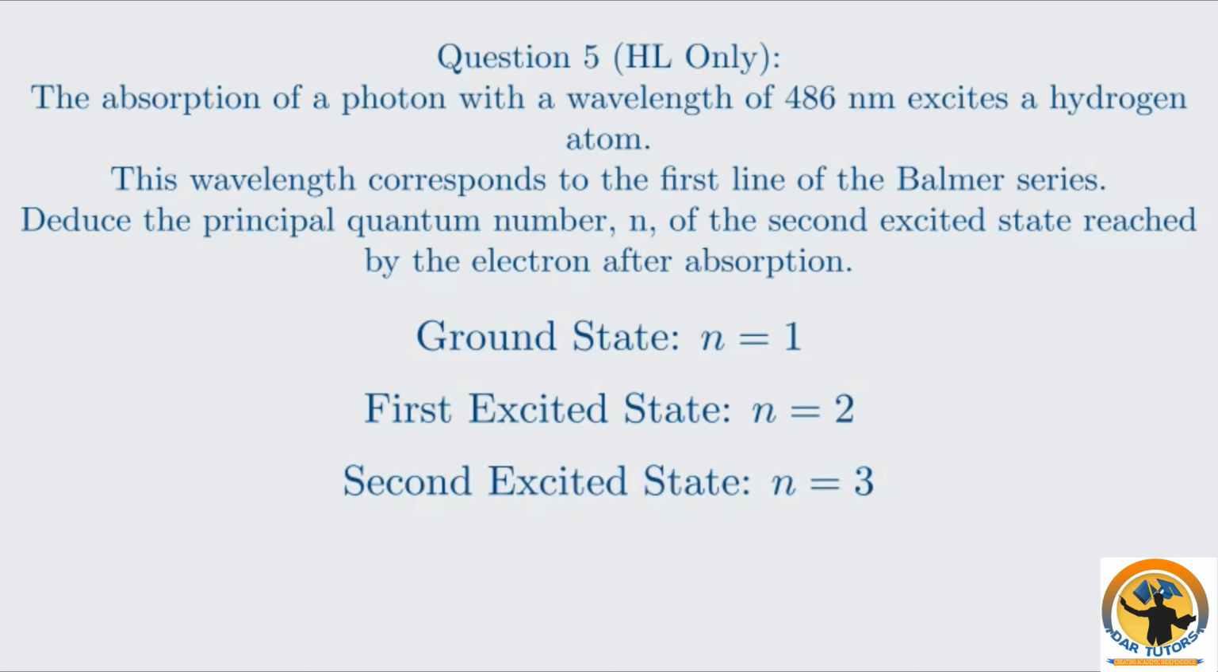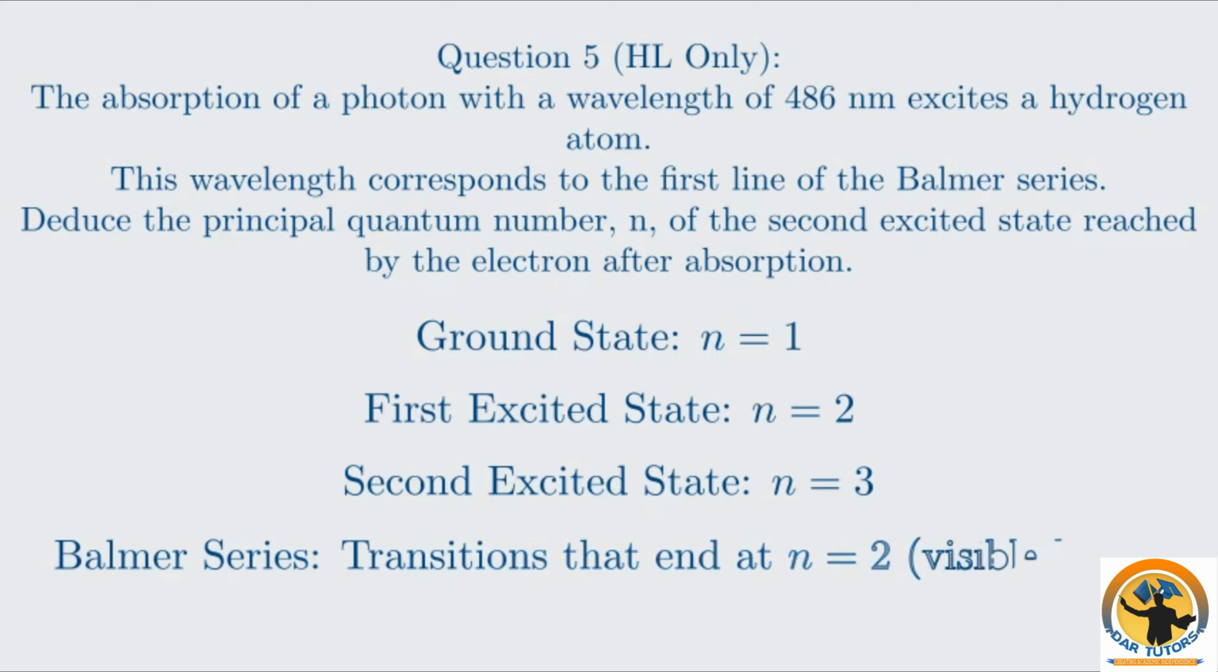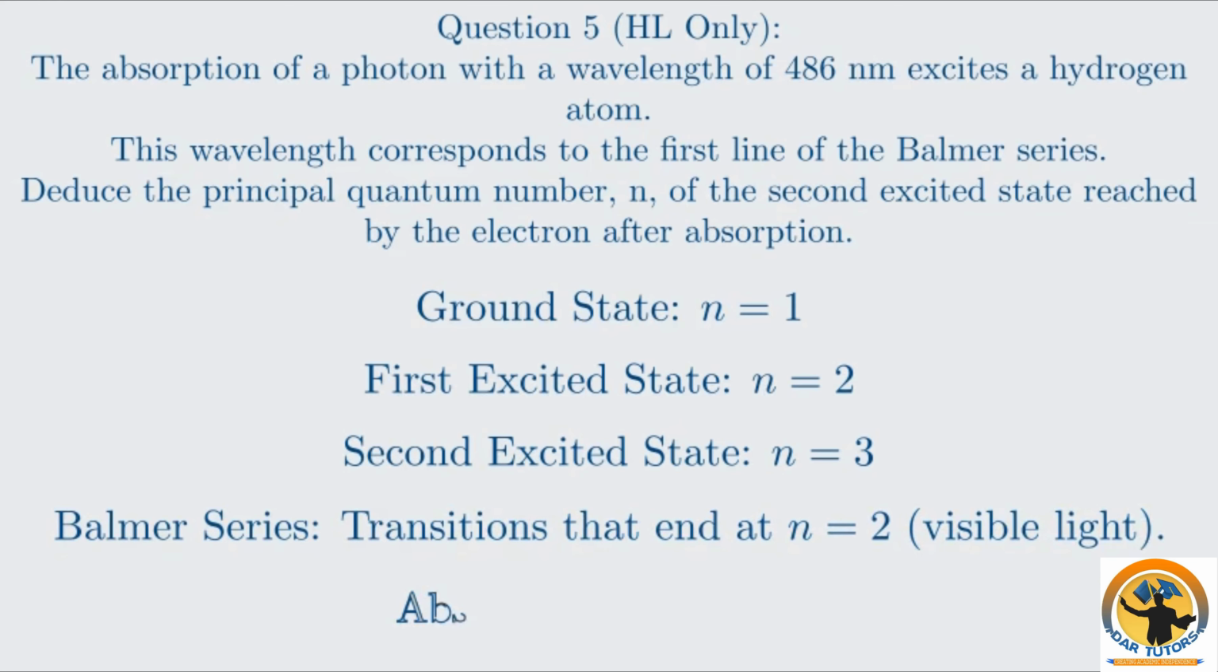We are told this wavelength corresponds to the first line of the Balmer series. What is the Balmer series? The Balmer series are transitions that end at the n equals 2 energy level. Since this is an absorption, the electron must have started at n equals 2 and moved up. This corresponds to the first excited state.